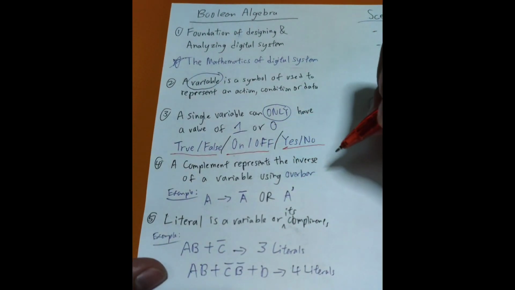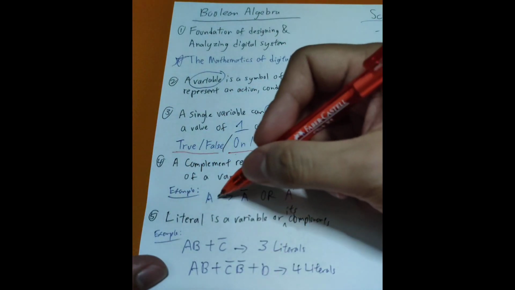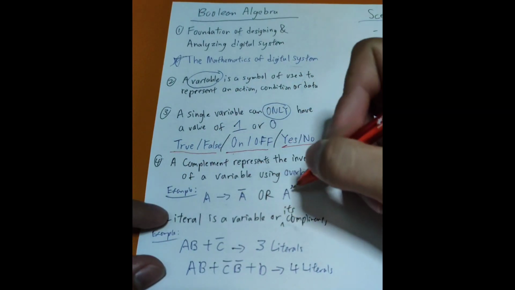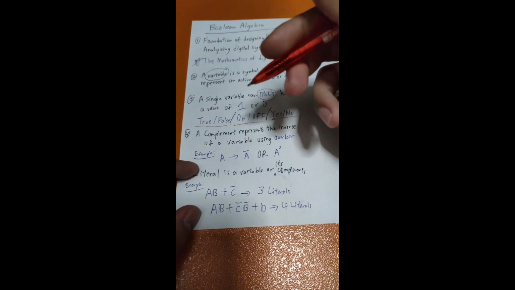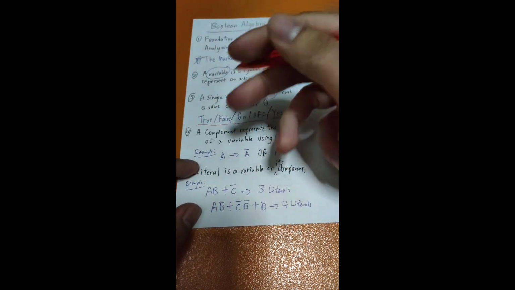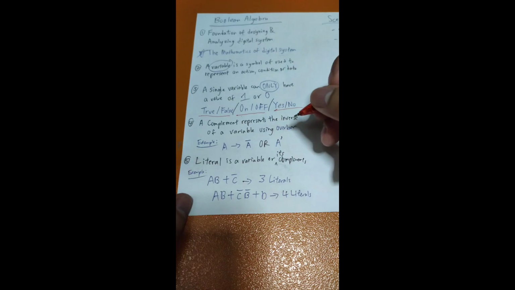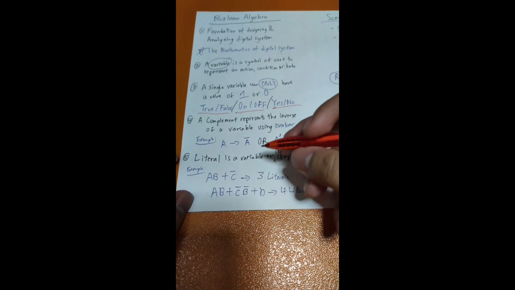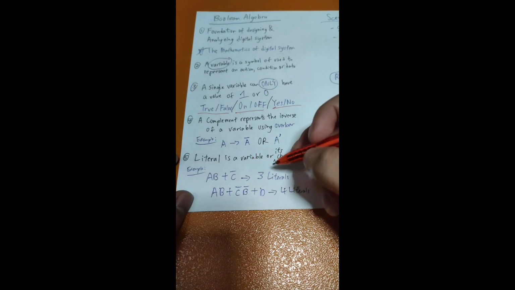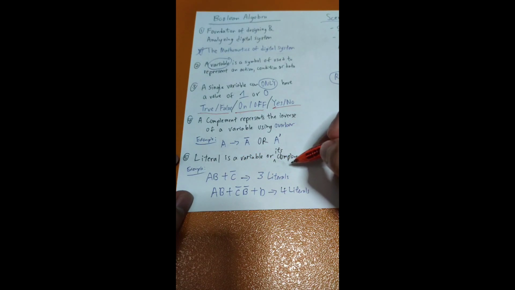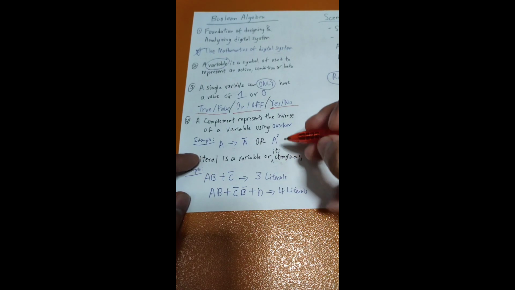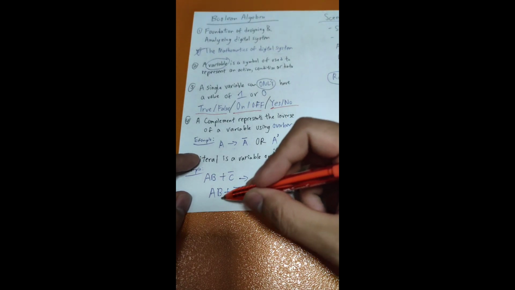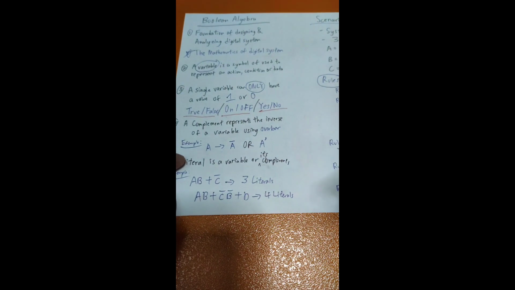So a complement represents the inverse of a variable using an over bar. So example is A converting to A bar or A apostrophe. You can consider that A bar is the opposite of A. And lastly, a literal is a variable or its complement. So example is AB plus C bar is considered as 3 literals, and AB plus C bar B bar plus D is considered as 4 literals, since B and B bar is considered as 1 literal.